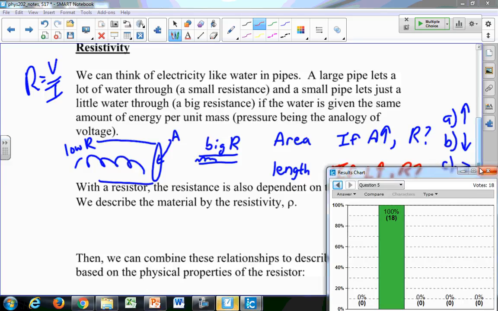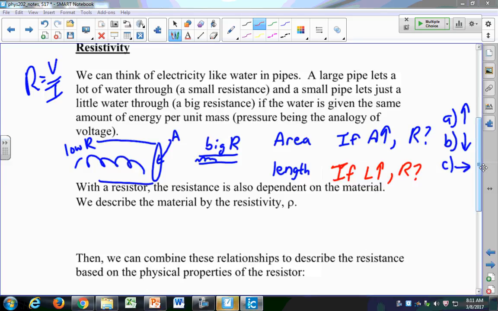Okay, good. A is right. If I increase my area, the resistance decreases. If I make my pipe bigger, it's easier to force water through it. But what if I make it longer? What happens to the resistance? If I take that pipe of a certain radius and I just make it longer, does the resistance increase? Is it harder to push water through that pipe? Does it decrease? Is it easier to push water? Or is it unchanged? Does the resistance not depend upon the length?